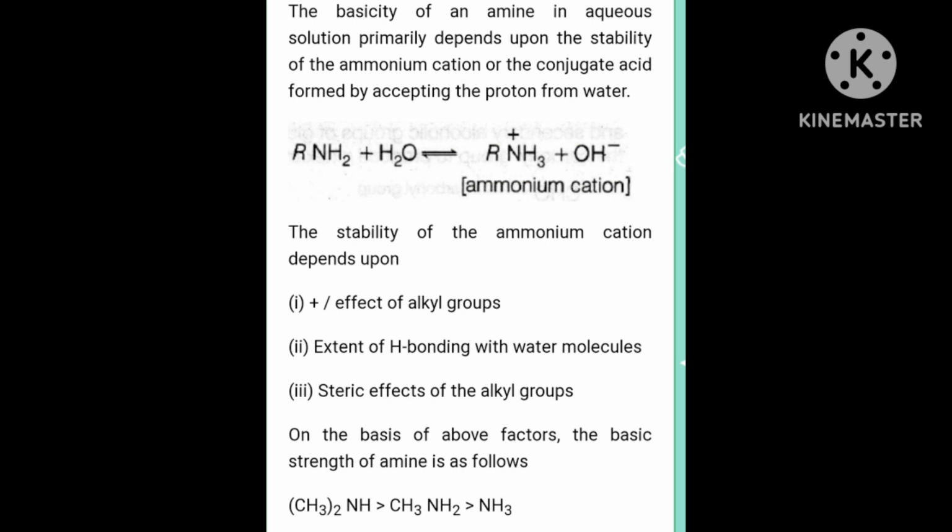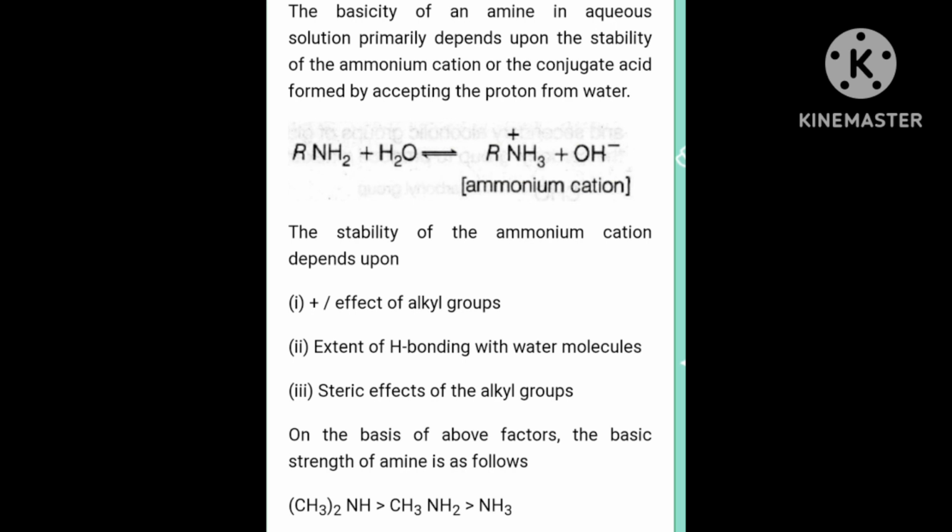Basic character of amines can be better understood in terms of their Kb and pKb value. Means how strong a base it is, you can understand either by Kb value or by pKb value. Both are inversely related, correct? If Kb value is more, then pKb value will be less. You remember, inversely proportional. Okay.